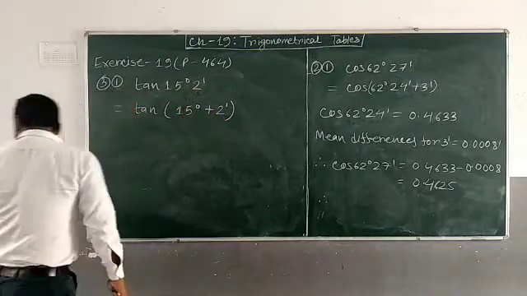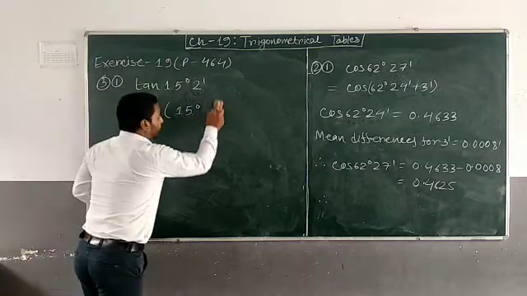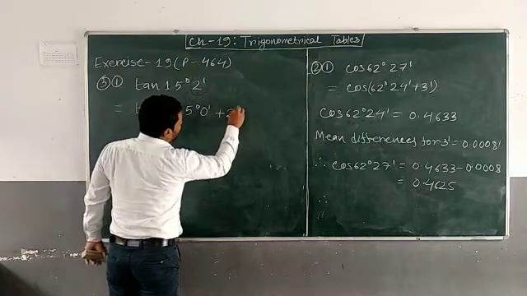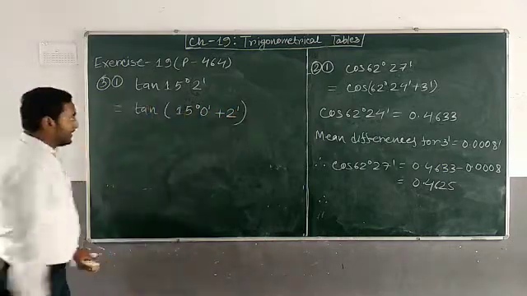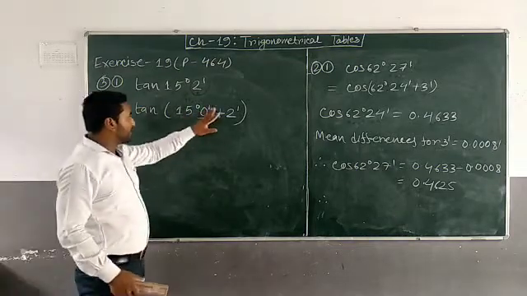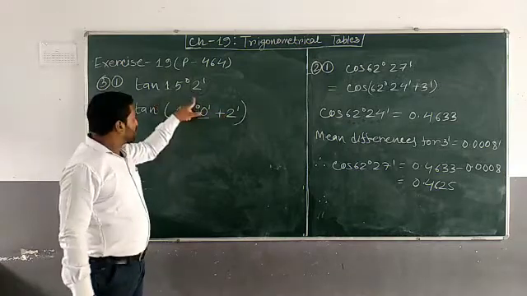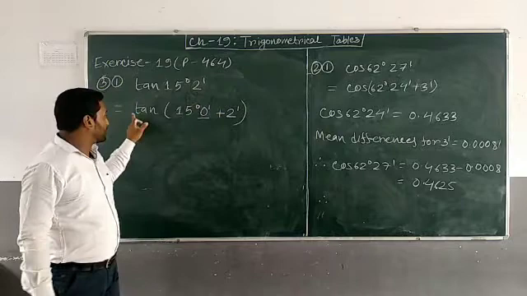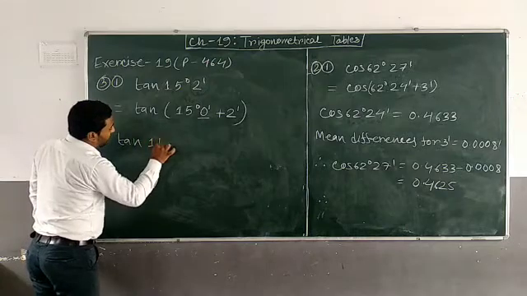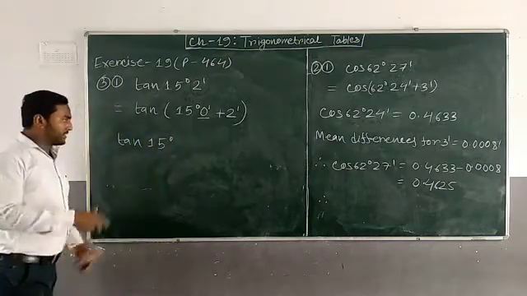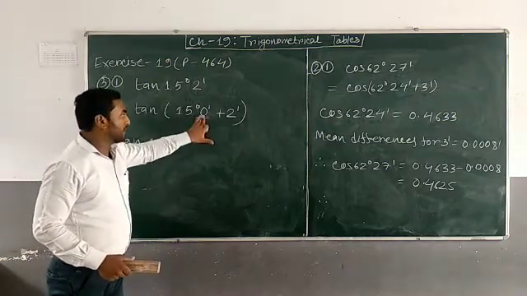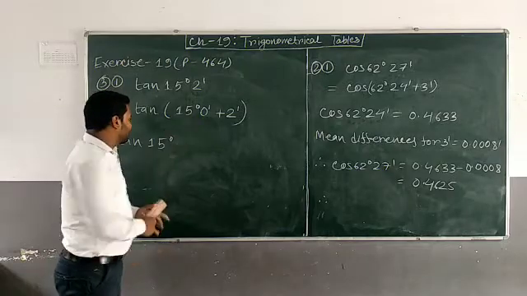Or, to make it clear, you can write 15 degree 0 minutes plus 2 minutes. Whether you write this 0 minutes or not is your choice; it is obvious that there will be 0 minutes, so it doesn't matter. So this value can be easily calculated, that is tan 15 degree 0 minutes, that is, for 15 degree.